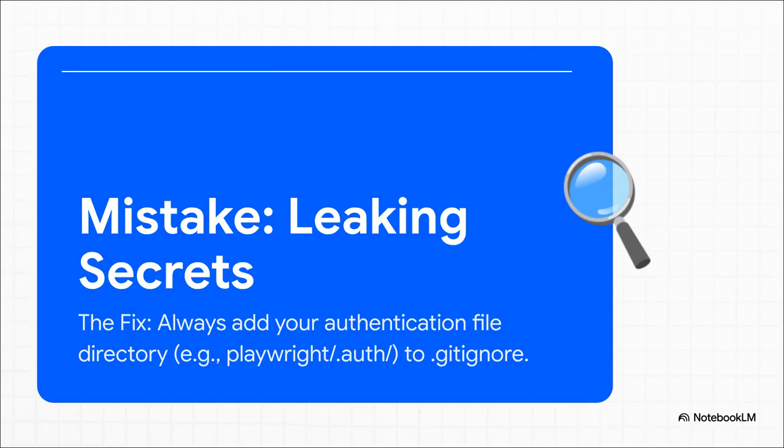The fix is simple and immediate. Add your auth directory to your .gitignore file. Do this before you even write a single line of code. It's a non-negotiable security step.